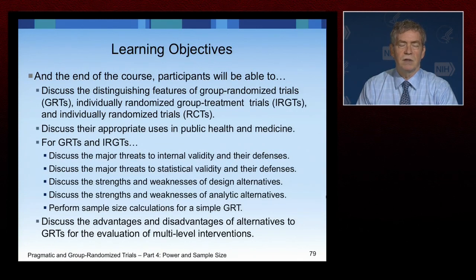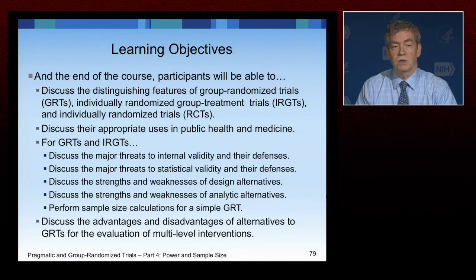The learning objectives are identified here. We expect participants to be able to discuss the distinguishing characteristics of group randomized trials and individually randomized group treatment trials, particularly how they differ from individually randomized trials. We expect participants to be able to discuss their appropriate uses in public health and medicine, and for group randomized and individually randomized trials to discuss the major threats to internal validity, to statistical validity, the strengths and weaknesses of various design alternatives and analytic alternatives, and to perform sample size calculations, at least for a simple group randomized trial. And in fact, that's what we're going to focus on today.